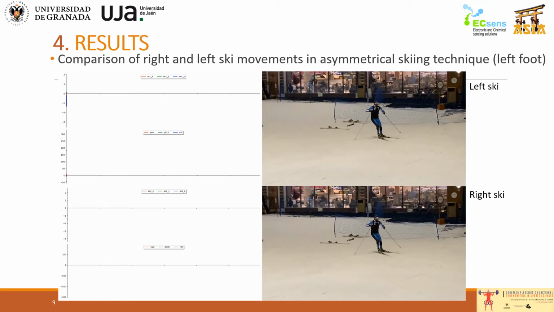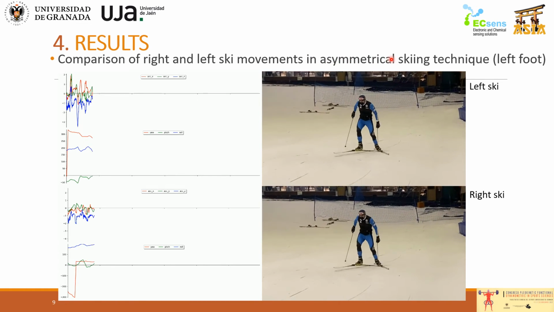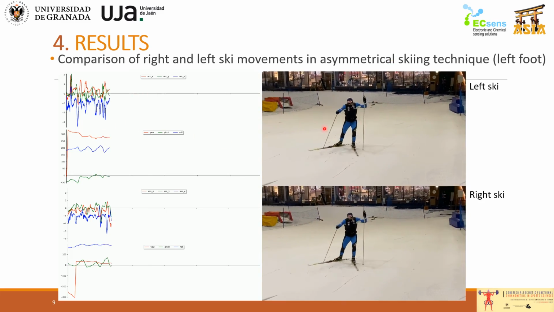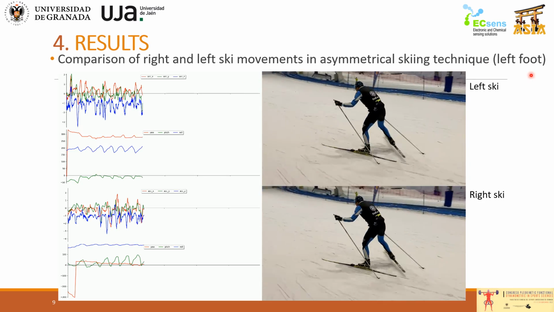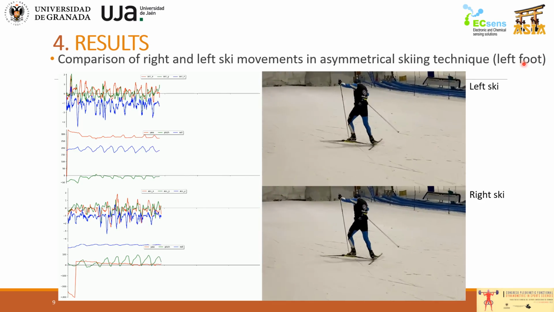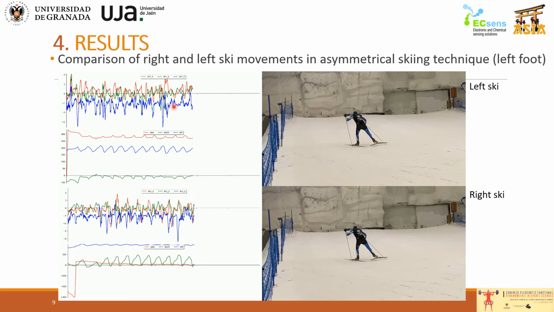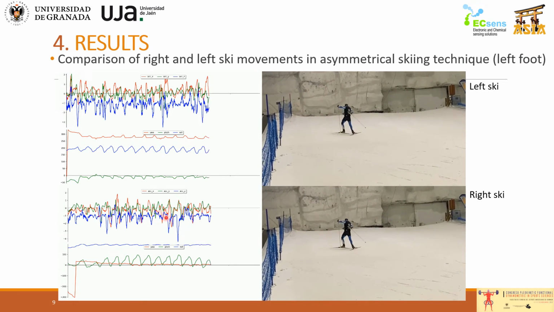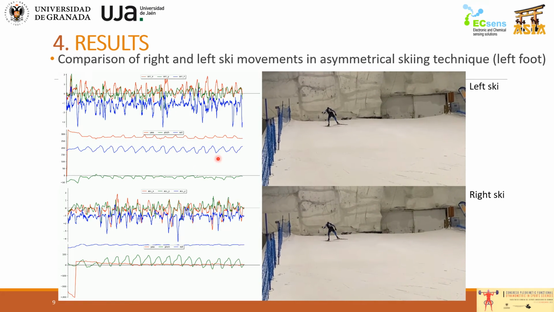Now, let's observe in a more visual way an example of how the IMU data changes during the sport practice. Here we can see a comparison of the right and left ski movements during asymmetrical skiing technique. In the upper part, we show the left ski data and below the right ski. In this case, the muscle of the left leg is the one applying more strength during the exercise, which is translated into more pronounced variations in the acceleration data as compared to the right one, and also noticeable changes in the rotation angles, yaw, pitch, and roll.